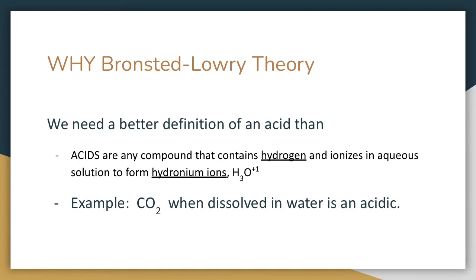Well, there's a problem with that, because there are some things that are acidic that don't necessarily have that hydrogen in them, but they do form hydronium ions when they're in solution. For example, carbon dioxide. Carbon dioxide is acidic when you dissolve it in water, but according to that definition it doesn't have a hydrogen, so how could carbon dioxide be an acid? Well, we're going to use the Bronsted-Lowry theory instead, but first let's take a look at bases.